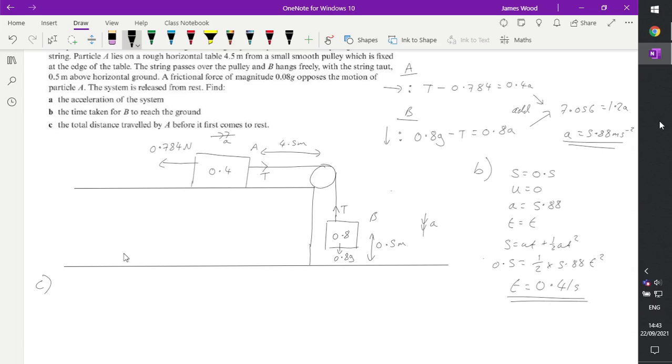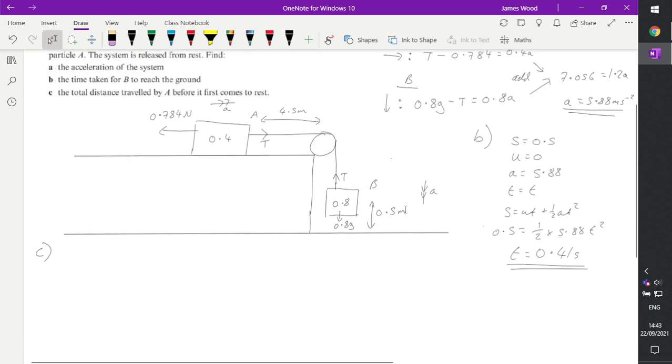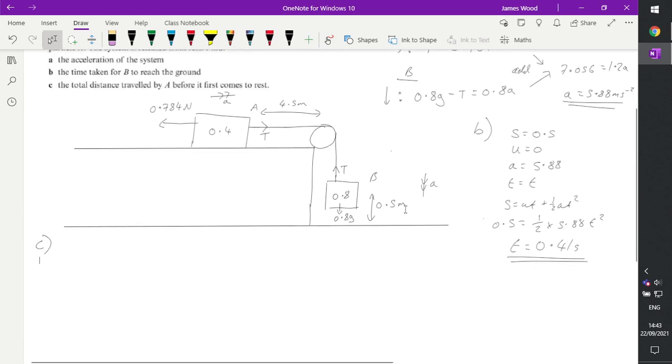Part C. The total distance travelled by A before it comes to rest. Well, this is a slightly more complicated question than it first seems. There's two different sections of motion here. The first thing that's going to happen is object B is going to fall to the ground. That's what we were thinking about over here. So it's going to move 0.5 meters downwards. I'm just going to make a note of this. So I'm going to say B moves down 0.5 meters.